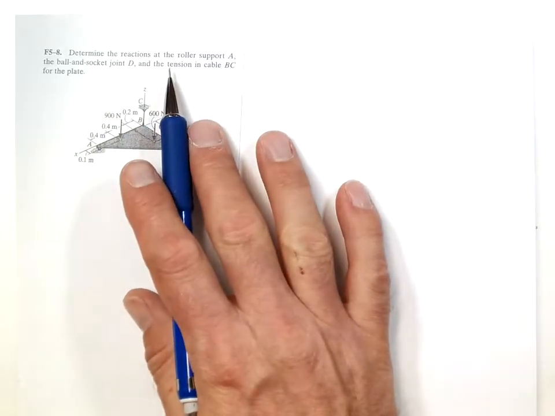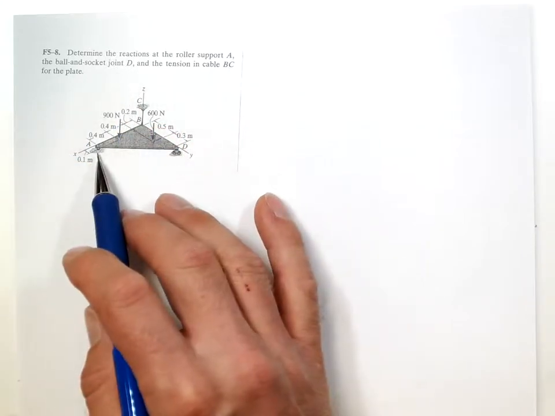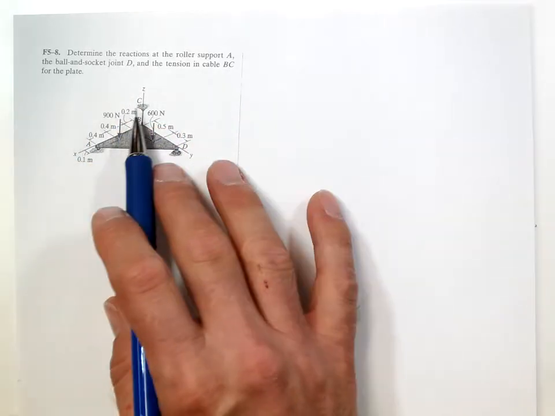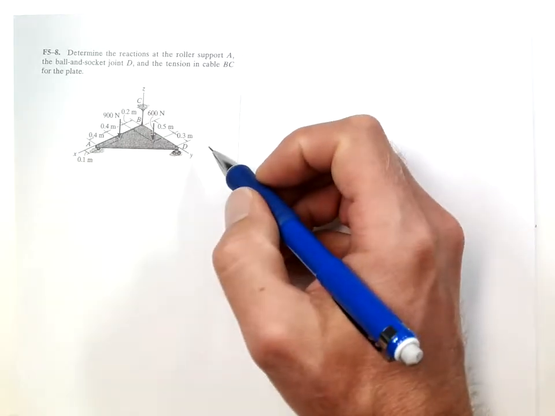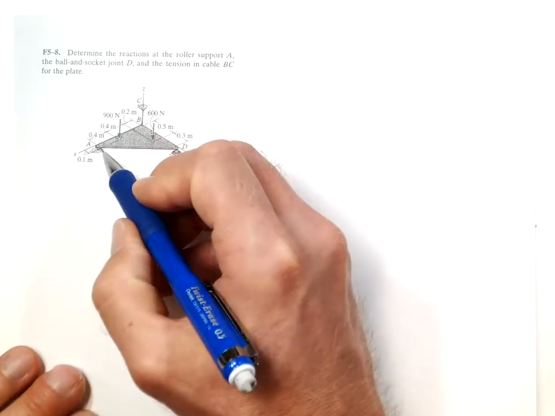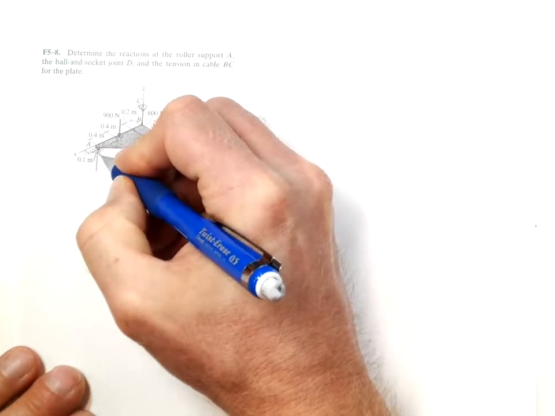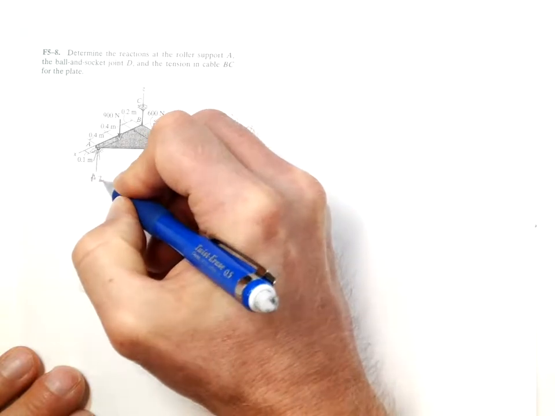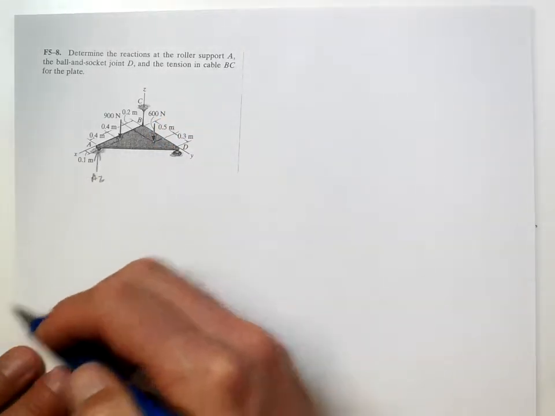Determine the reactions at roller support A, the ball and socket joint D, and the tension in the cable BC. So let's see what reactions we have here. First we have a reaction at A. So this is just going to have A in the Z direction. It's allowed to roll in the X or Y direction.